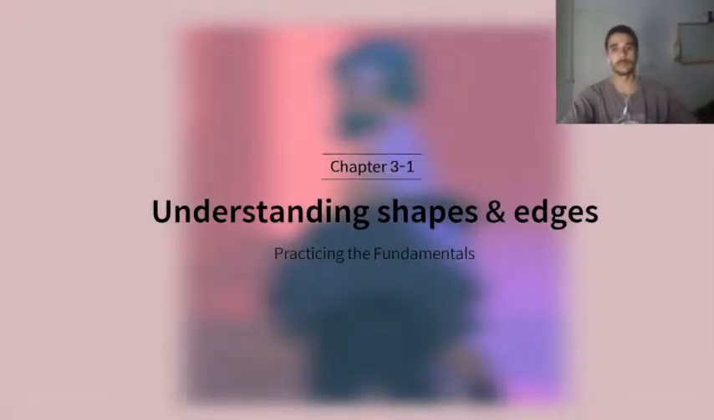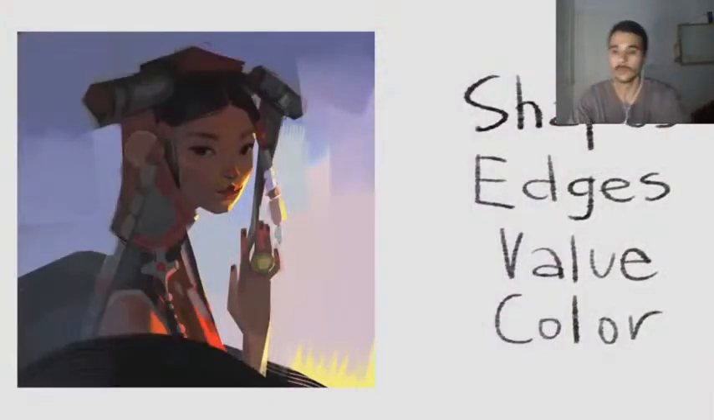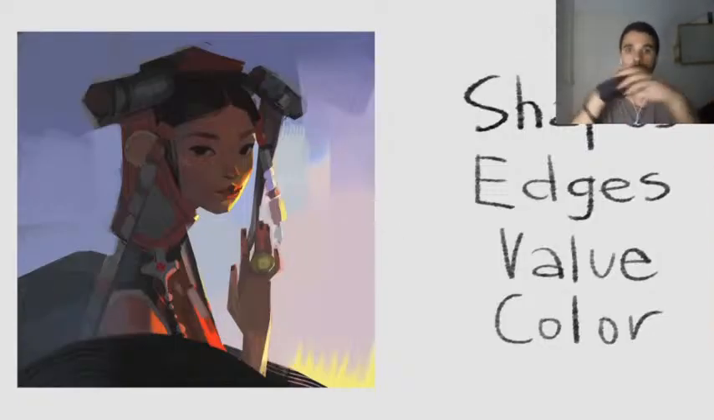In this chapter, I'm going to introduce you to the fundamental elements of any picture. We're going to discuss what makes an image appealing and what art instruments you should be focusing on. Because we see everything in 3D and draw it on a two-dimensional surface, we want to learn how to create an illusion of depth, so to speak. The fundamental elements that every image can be broken down to are shapes, edges, value, and color.